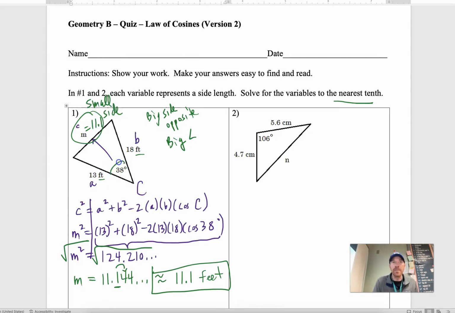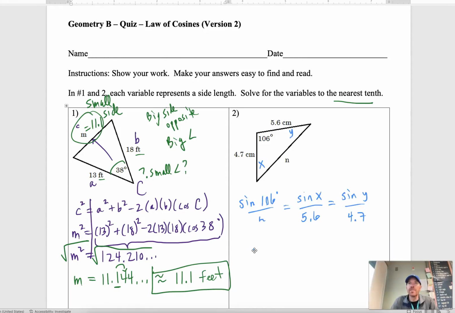Well, is 38 degrees the small angle? That would be a question mark. I don't know the other two angles, so unless I do more work to figure out those other two unmarked angles, it's difficult for me to say whether or not this is reasonable, at least based on what we've done in class at the time of the recording of this video. So I'm going to just take 11.1 feet as my answer, and I'm going to move on to number 2.